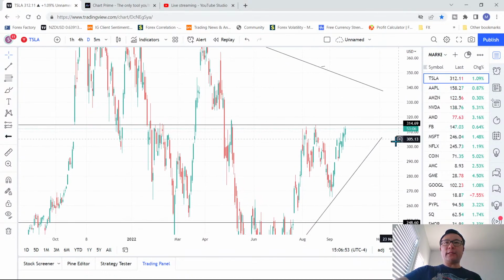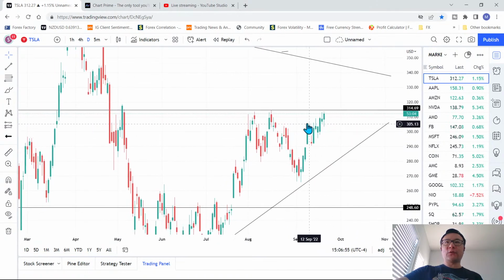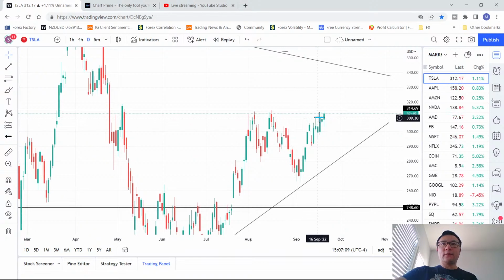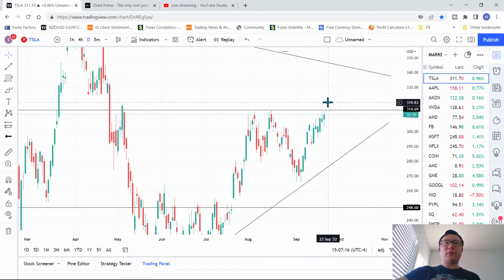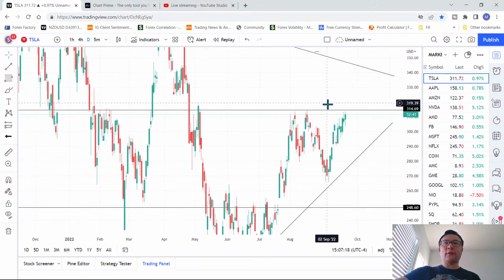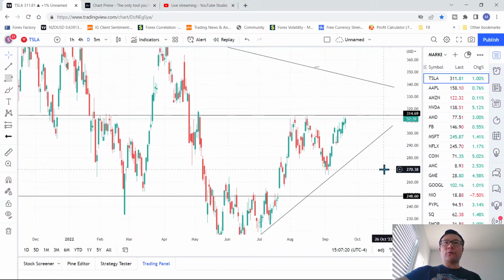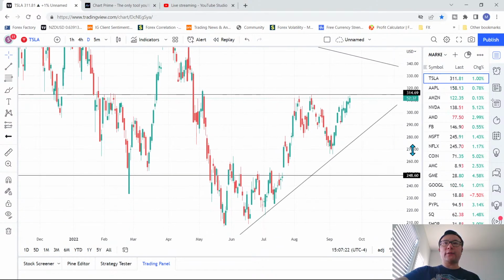You can see right here that it is touching this 315 level, or 314.69. So if I can see Tesla's stock price head above 315, or we can give a little bit more room, I think that the opportunity can be quite good on this stock. Now, obviously, it's going to depend on whether the market is going to go higher.